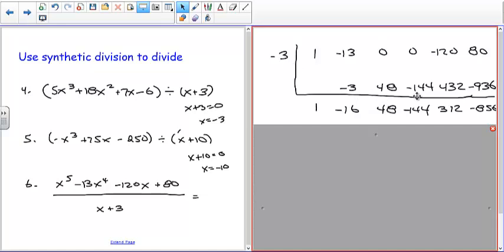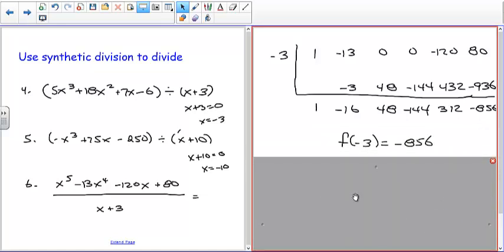Negative 3 times 48 is negative 144. 0 plus negative 144 is negative 144. Negative 3 times negative 144 is positive 432. Add these two together, you get 312. Negative 3 times 312 is negative 936. And 80 plus negative 936 is negative 856. So what we're looking for is, what is the result? And we have a remainder. So what we end up with, we'll come back to that.